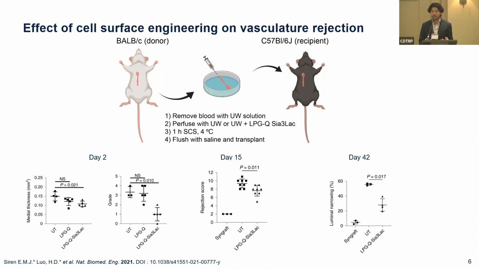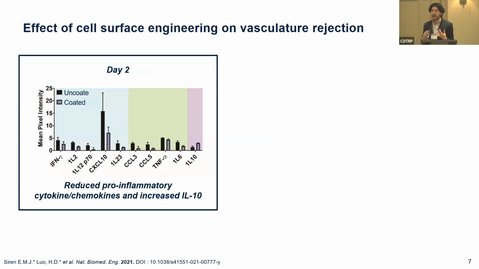We saw that this was really promising. Also, looking at the plasma at day 2, we saw that the cytokine levels for the pro-inflammatory response as well as IFN-gamma signaling were decreased in the treated arm. And IL-10, for an anti-inflammatory response, was increased in the treated arm. So that was really promising to see.